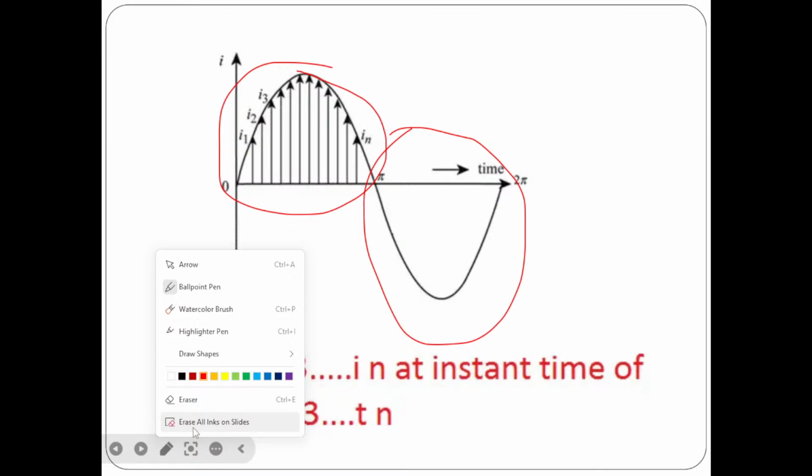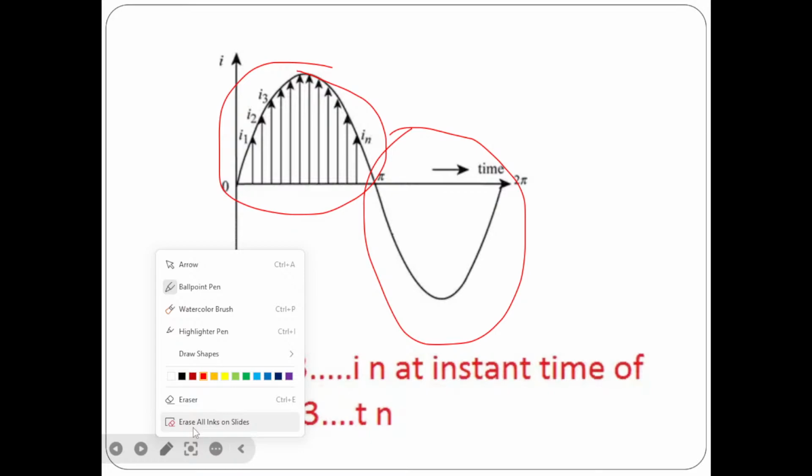At each instant of time I am mentioning the current. At t1, current is I1, at t2 current is I2, at t3 current is I3, at tn current is In. So I1, I2, I3, In are the instantaneous currents at each instant of time. At a certain particular instant, we can get the current from this graph.